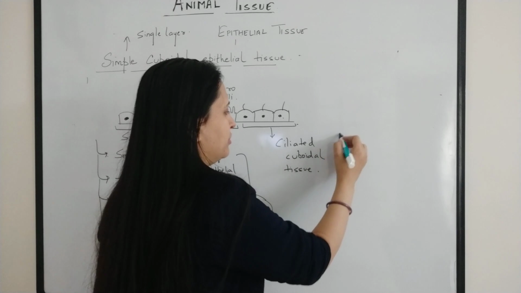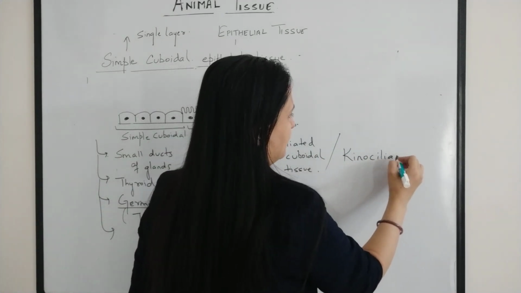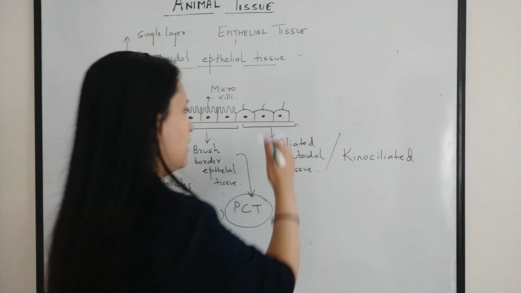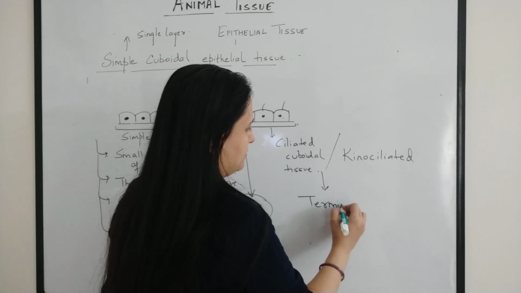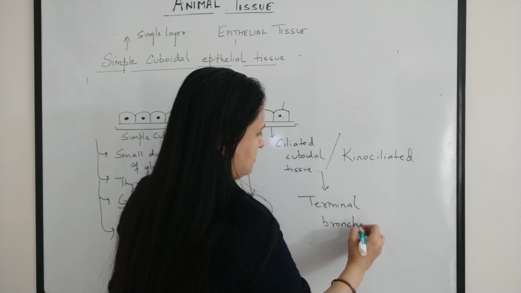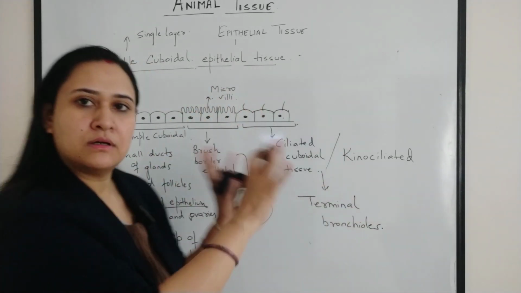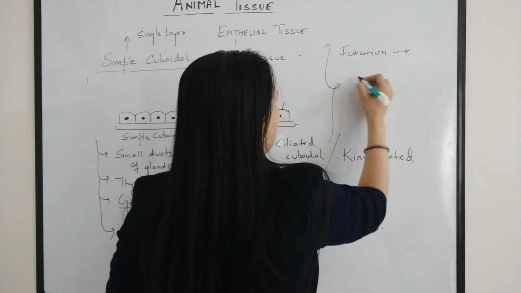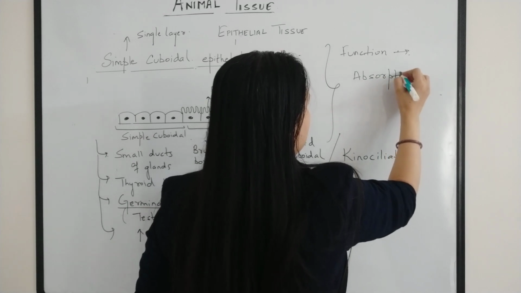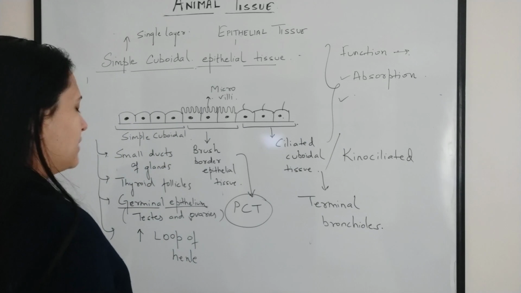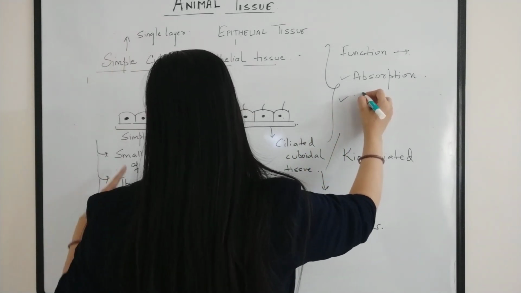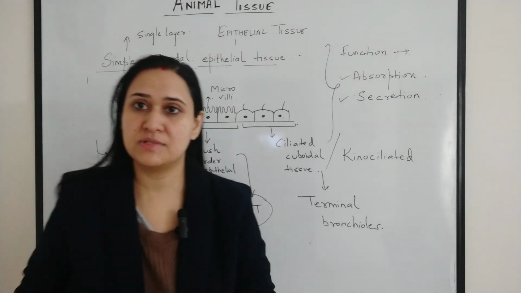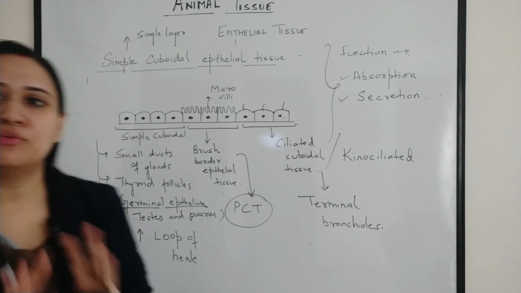Now, ciliated cuboidal tissue, which we also call kinociliated. The cilia will move, so that provides kinetic energy. That's why this word kinociliated is being written. So you will find these in terminal bronchioles. Okay, so from this every piece of knowledge, you will find that the basic function of these tissue is absorption and secretion as well. As you can see, they are found in the germinal epithelium. So they are the gland, they form secretions. So this is the main function of simple cuboidal epithelial tissue.